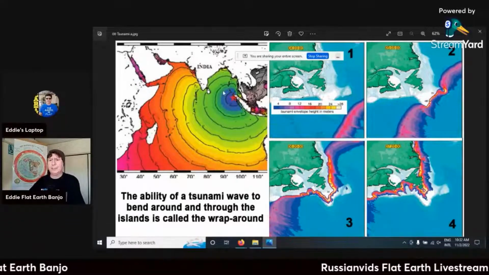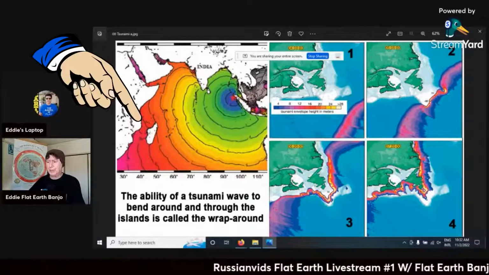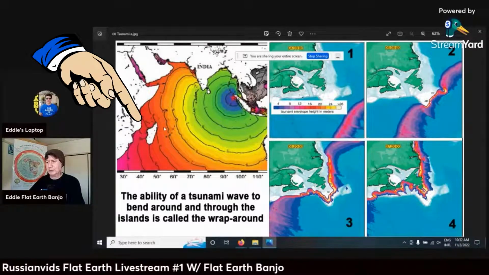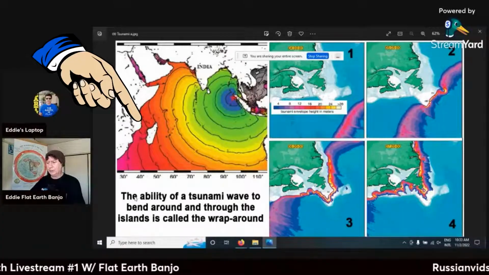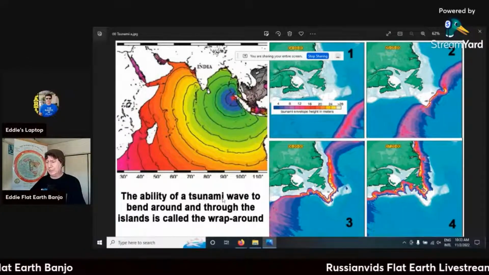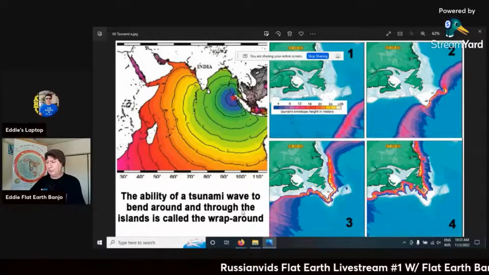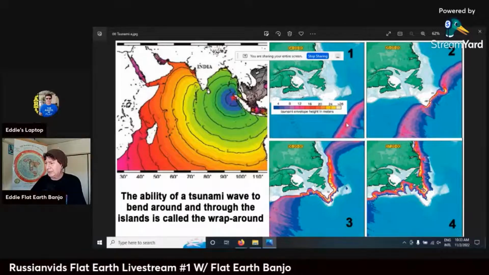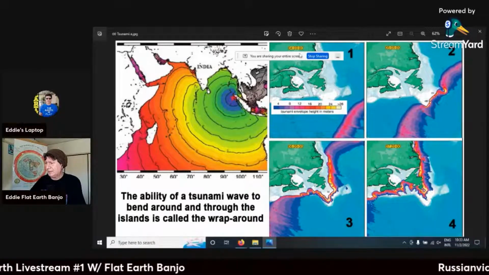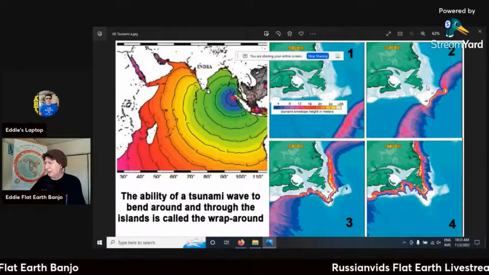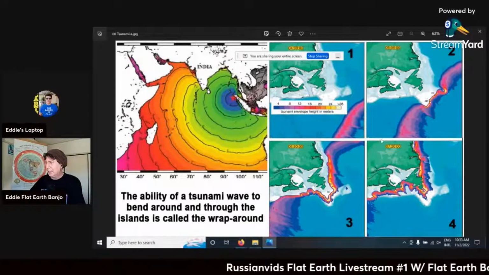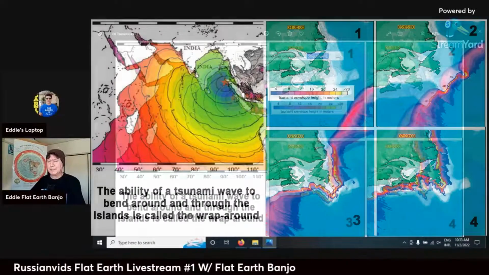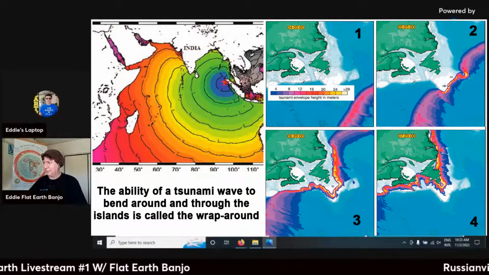And one characteristic of tsunami, it wraps around places. This is Madagascar here. You can see how it was totally wrapped around. So this is a definition, the ability of a tsunami wave to bend around and through the islands. It's called the wraparound. So here, image number one, you see the tsunami approaching this region. And number two, this area of impact. And then number three, and when it's number four, you see totally wrapped around that region, right?